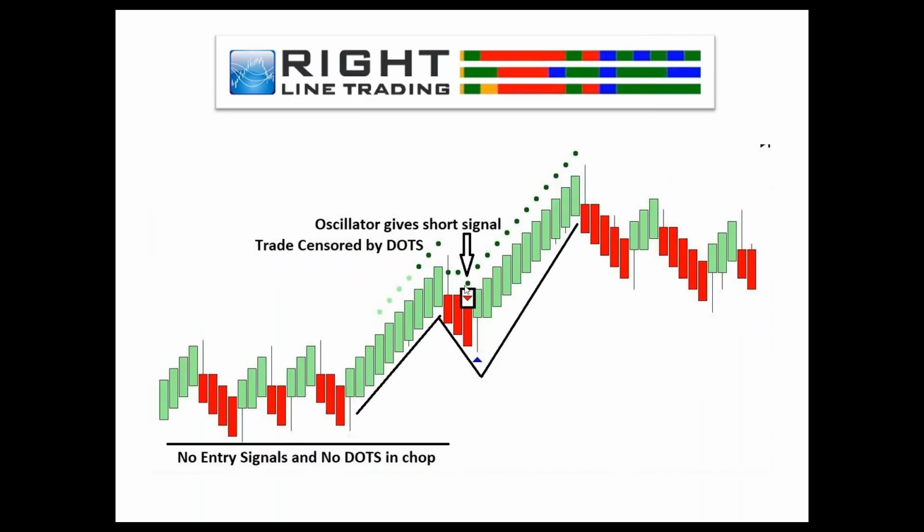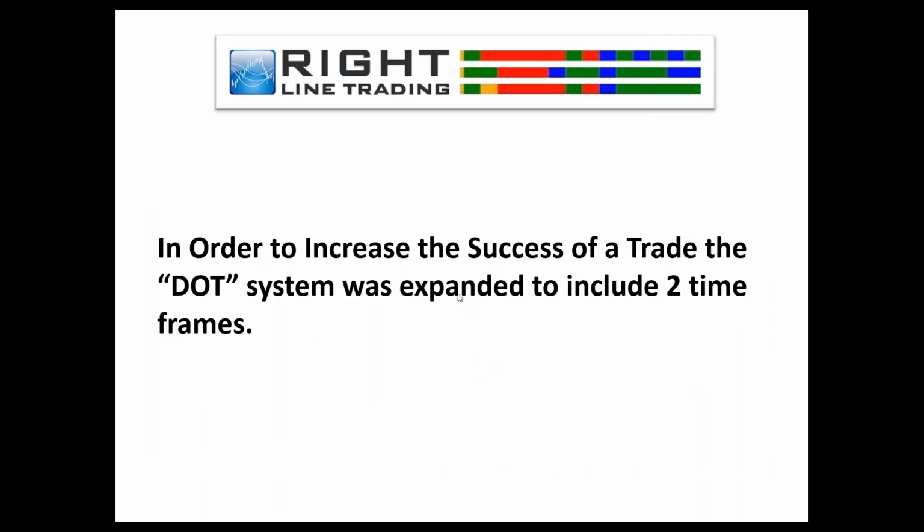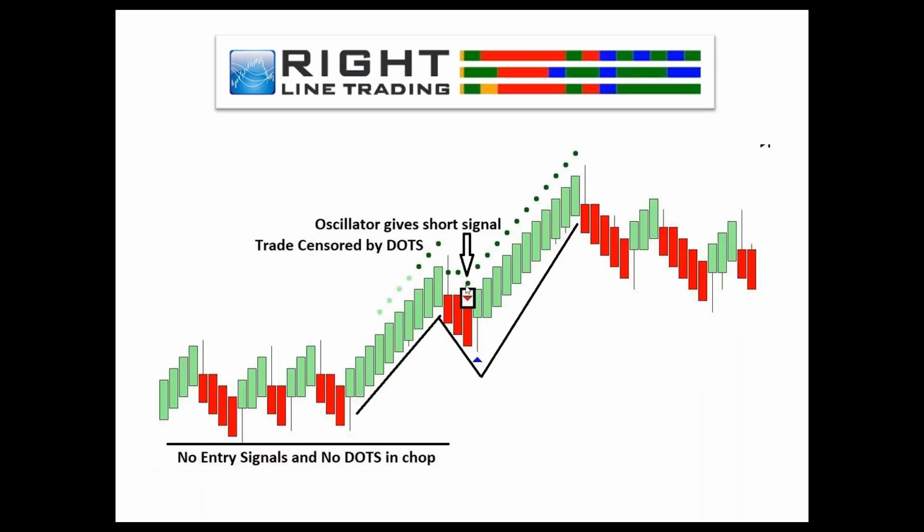Again, just quickly, you can see the signal short on a green dot, never take. You're going to go long. The losers here and the winners here. No dots, no entry signals, all chop. It's a mess. It defines the mess.